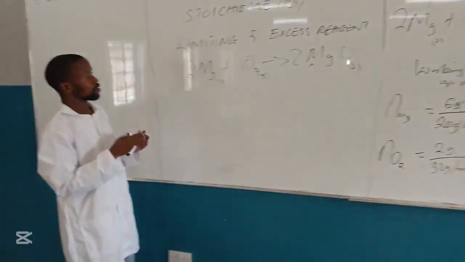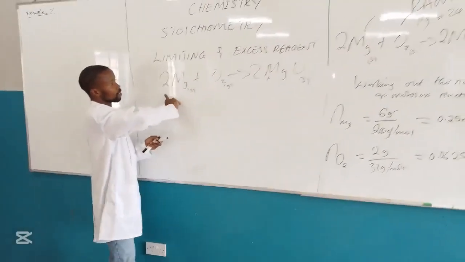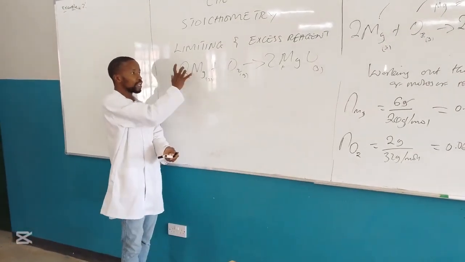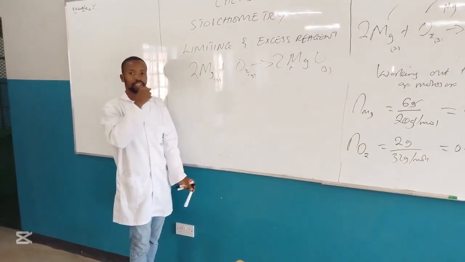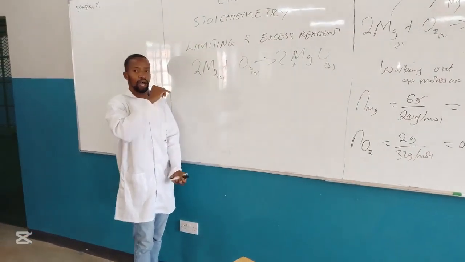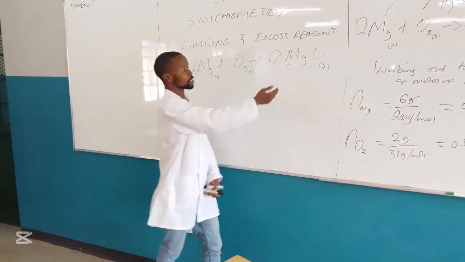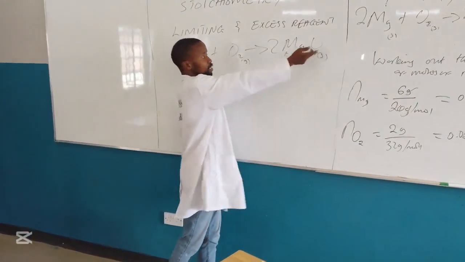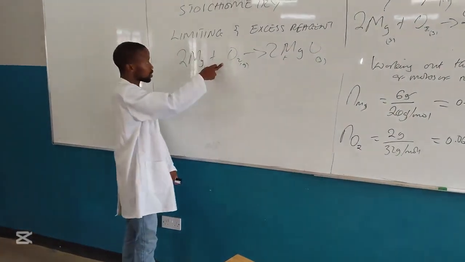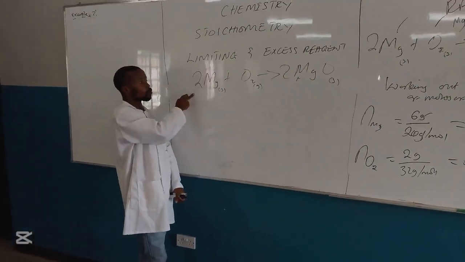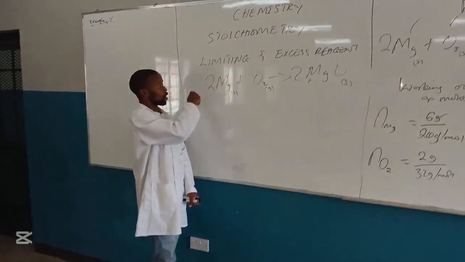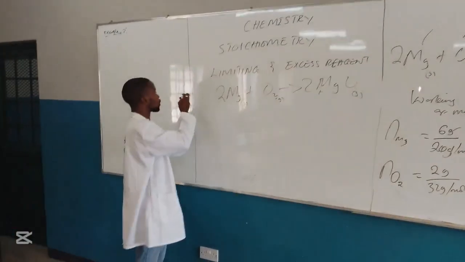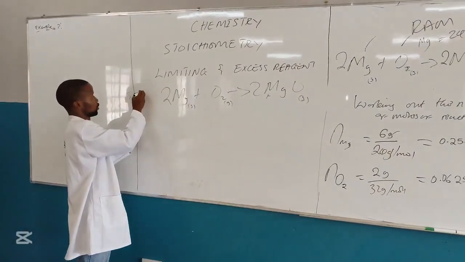Now you see in this balanced chemical equation, this one is just theoretical. In other words, it tells us that if we are to produce 2 moles of magnesium oxide, we need 1 mole of oxygen molecule as well as 2 moles of magnesium element. So meaning to say, this one is just theoretical.